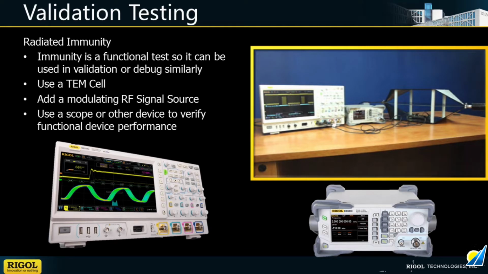And we can do this in the TEM cell with a slightly different test setup. Here we're going to use an RF source, an AM modulated RF source, like our DSG-815. And then we use a scope or another device to test functional performance of the board itself. Let's take a look at a video.